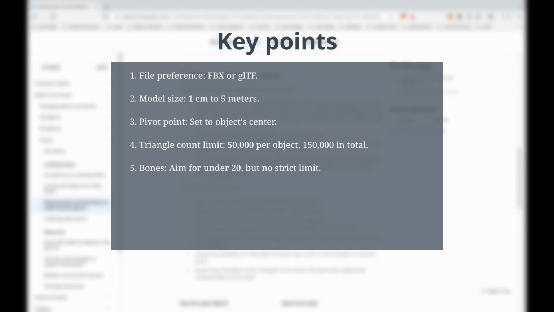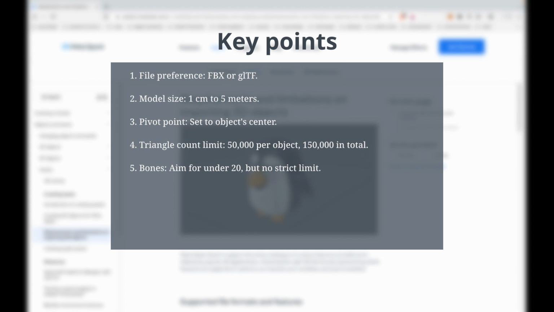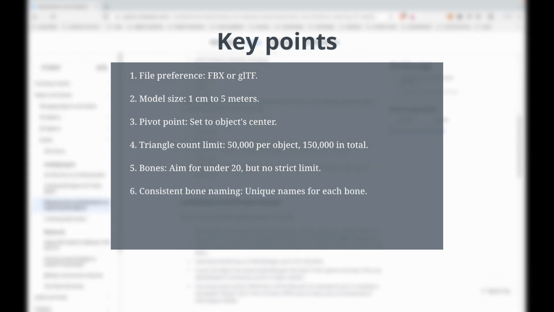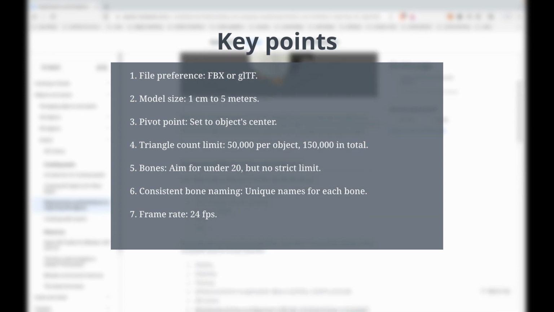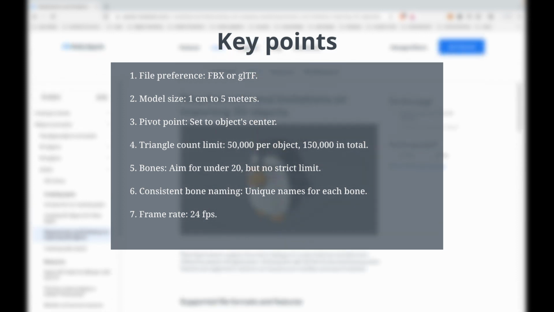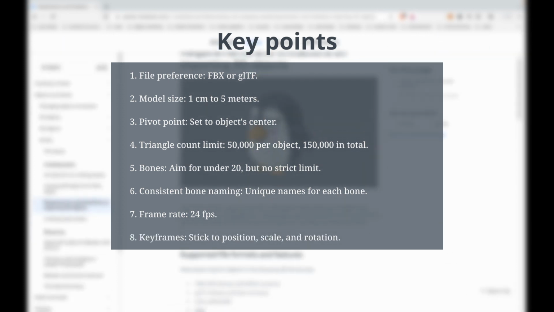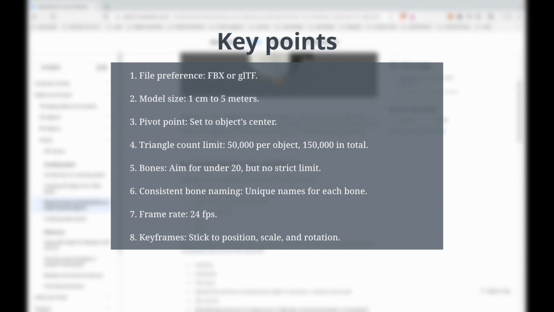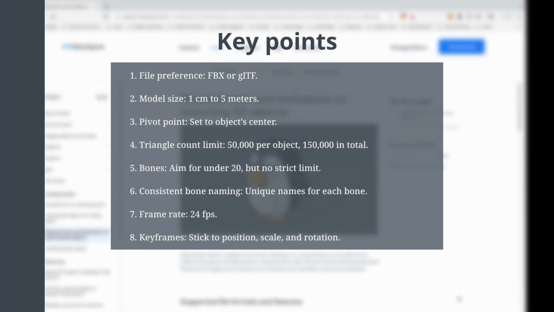While there is no strict limit on the number of bones you can use, it's recommended to use as few as possible, so less than 20 will do the trick. Give each bone a separate name, and follow a consistent naming convention. Use a frame rate of 24 frames per second in the 3D software you're working in, and only add keyframes to standard properties, which are position, scale, and rotation. Now that we have covered these tips, let's jump into the 3D software to take a look at the model I have prepared.